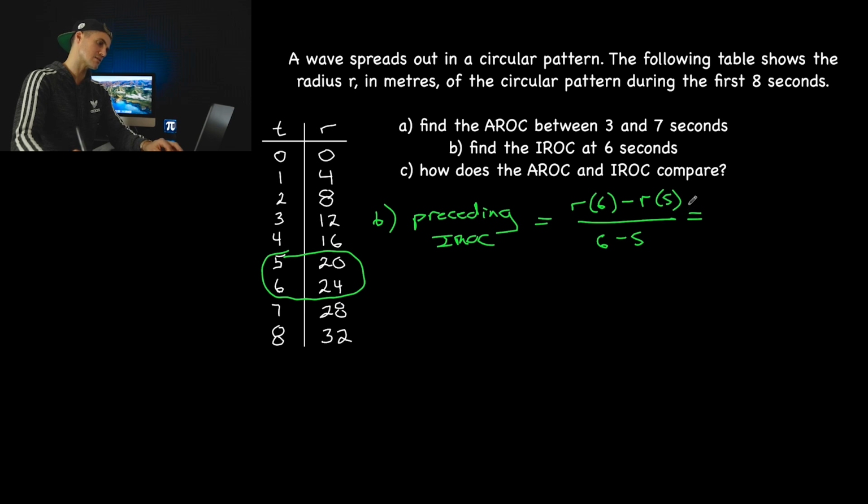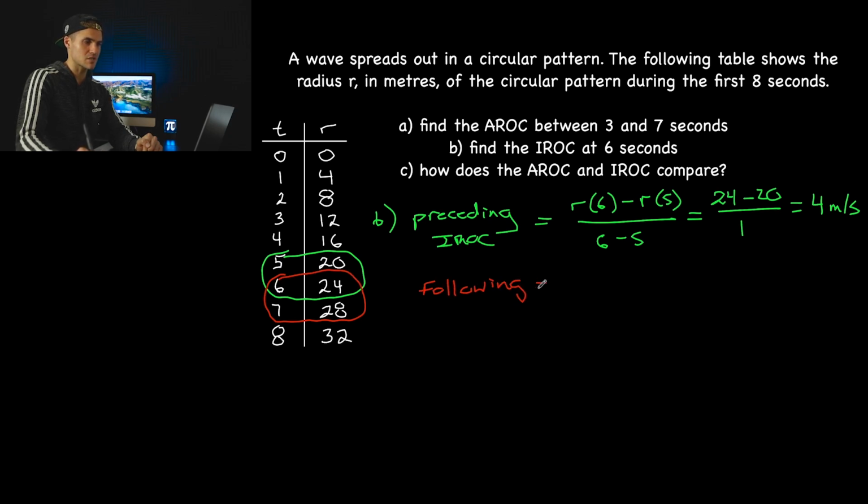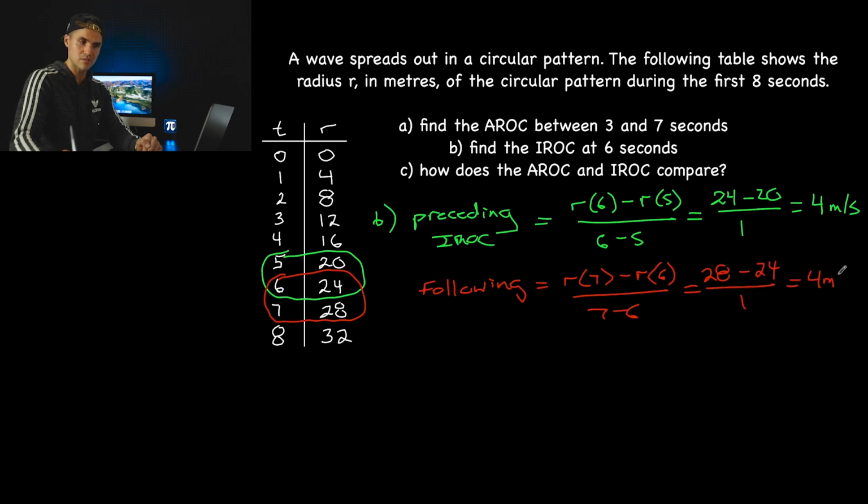R of 6 is 24, r of 5 is 20, over 1, which gives us 4 meters per second. So that's the preceding interval. And then I'm going to find the following interval, which is between 6 and 7. So it's r of 7 minus r of 6 over 7 minus 6. R of 7 is 28 minus r of 6, which is 24, all over 7 minus 6, which is 1. Which is also going to give us 4.